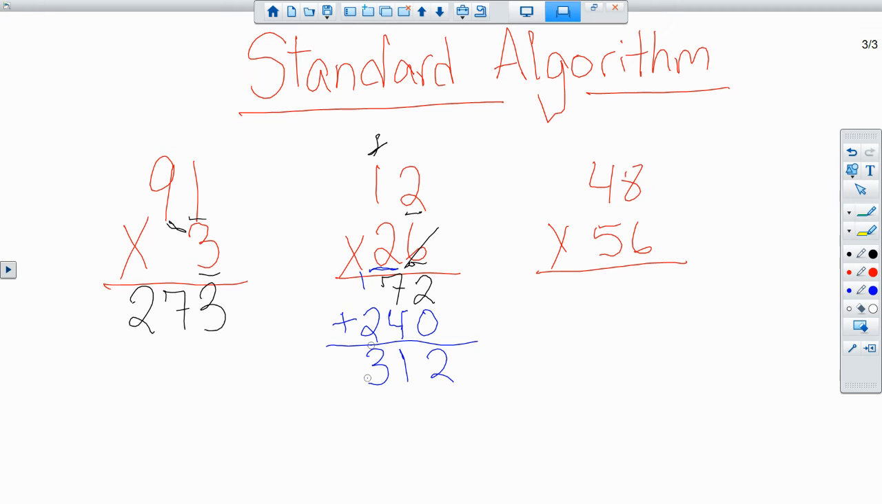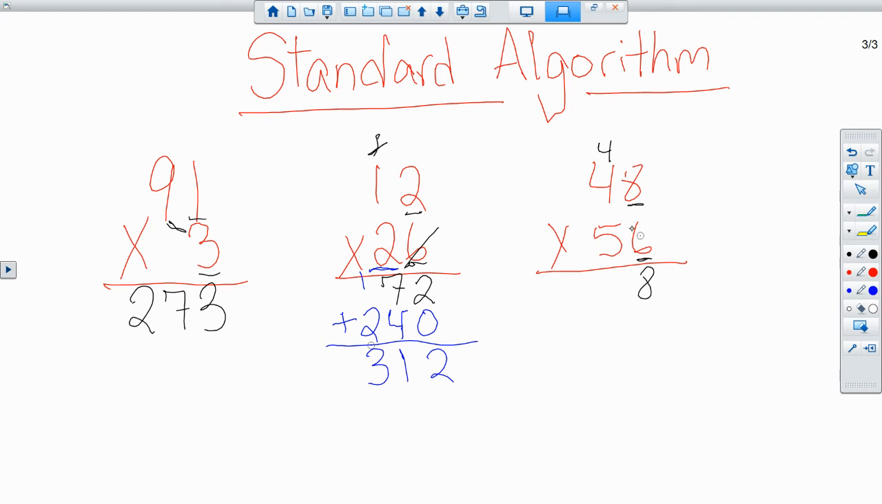All right, so this one's going to be a little bit harder. There's going to be more borrowing, more carrying. So I wanted to kind of build up to it. So now we're on 48 times 56. So I'm, again, as always, going to start with my ones place. So 6 times 8 is 48. So the 8 is in the ones place, so it stays in the 1 column. And the 4 has to go in the tens column, so it needs to go up here above this 4. So now I've finished my 6 times 8.